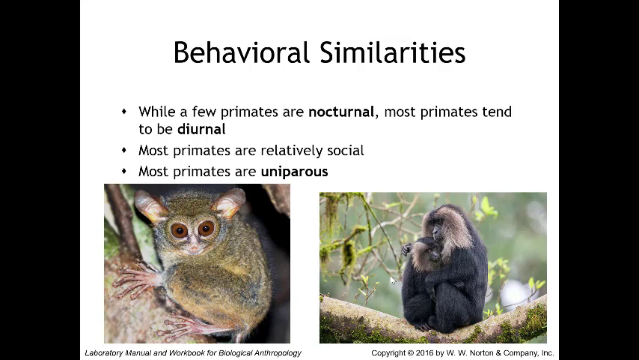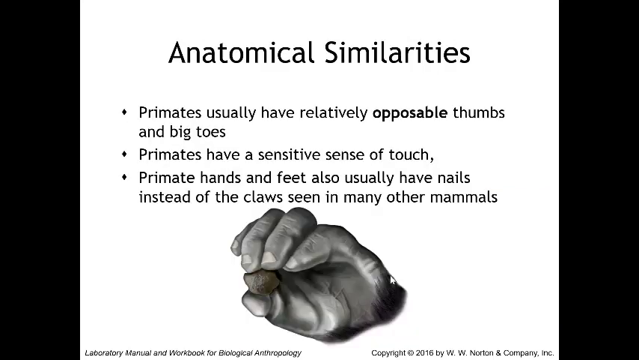We have important anatomical similarities. So in their anatomy, primates usually have relatively opposable thumbs and big toes, right? Opposable means that the big toes and the thumbs can be placed opposite to the other fingers. It's why we can take our thumb and our pinky and they can touch the tactile pads. These opposable thumbs give primates the ability to grasp objects and tree branches.